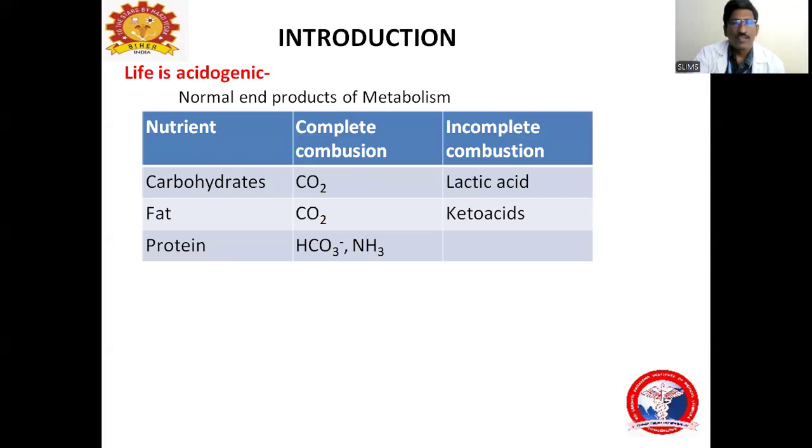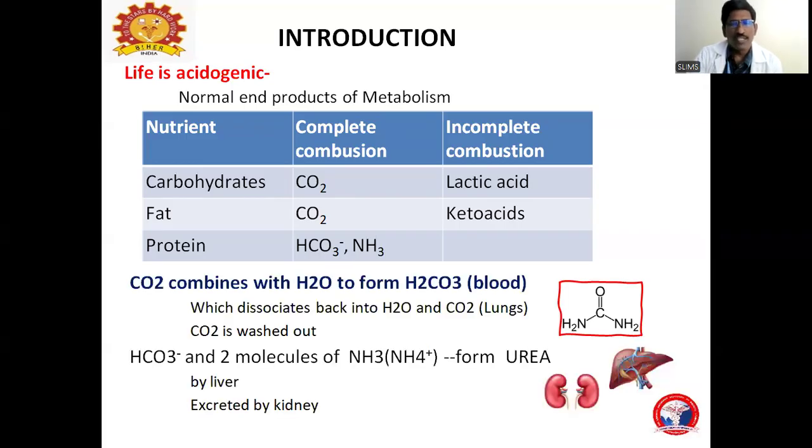First, we have to understand that life is acidogenic. The normal end products of metabolism: carbohydrates on complete combustion produce carbon dioxide, on incomplete combustion produce lactic acid. Fat, on complete combustion, produces carbon dioxide, and incomplete combustion produces keto acids. Proteins produce bicarbonate and ammonium ions, where the carbon dioxide combines with water to form carbonic acid in the blood, which dissociates back into hydrogen, H2O and carbon dioxide in lungs.